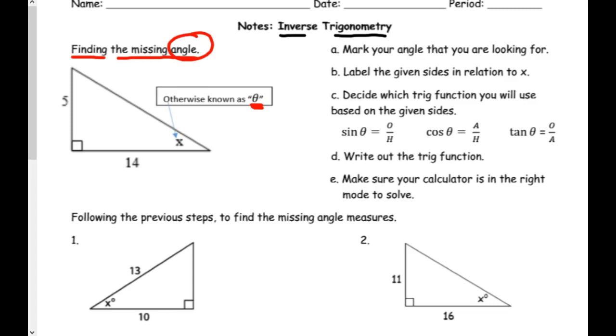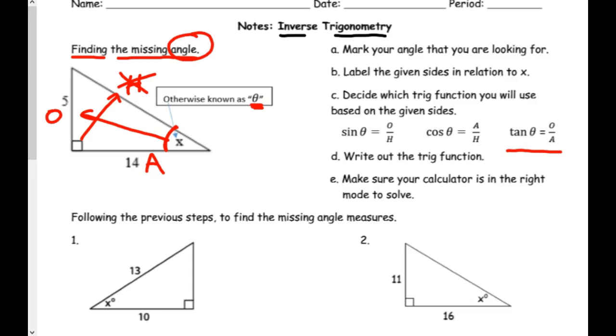First you mark your angle that you're looking for. So like, check it out, boom. This is labeled the given sides, O, H, and A. So from x, we're going to go O, 90, H, A. We're going to cross one out, so H has nothing on it. Goodbye, H. And then since I'm going to use O and A, I'm going to use tan theta, okay?